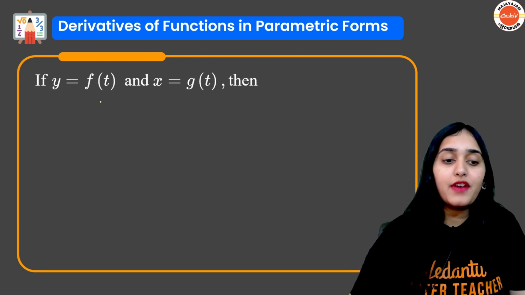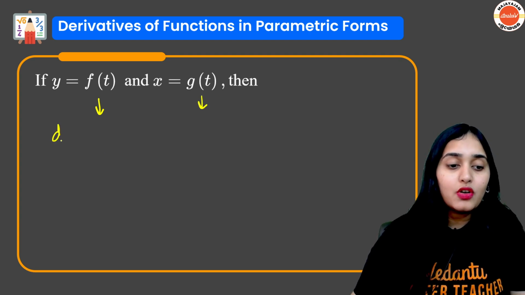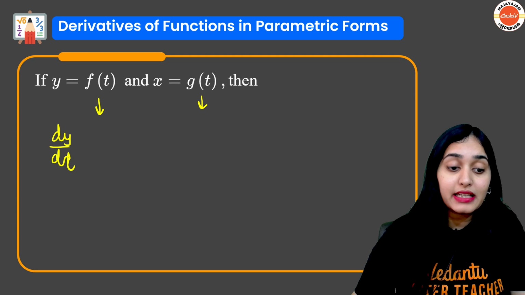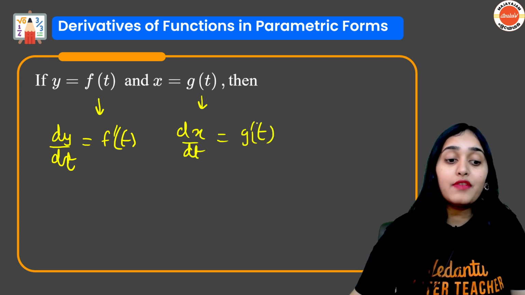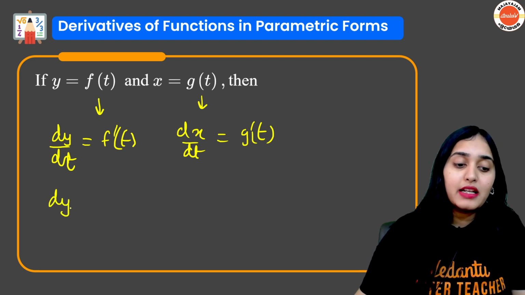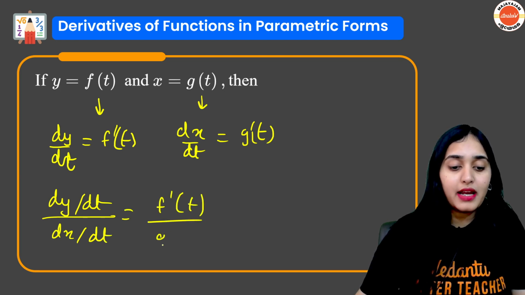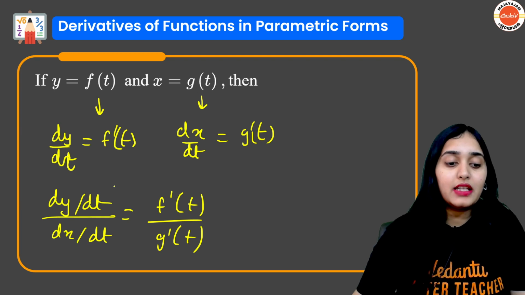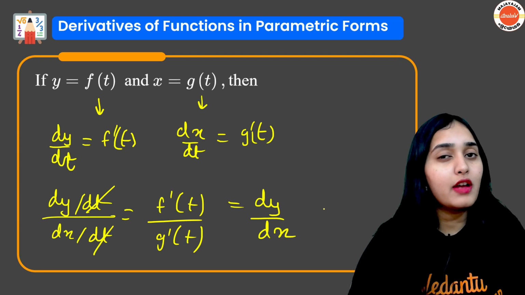Now, if your function is basically depending upon t, here also your function is depending upon t. So dy by dt will be f dash of t and dx by dt will be g dash of t. So how will you find out dy by dx? Simply dy by dt divided by dx by dt, that is f dash of t divided by g dash of t. This will give you dy by dx. This is the procedure you have to follow every time.